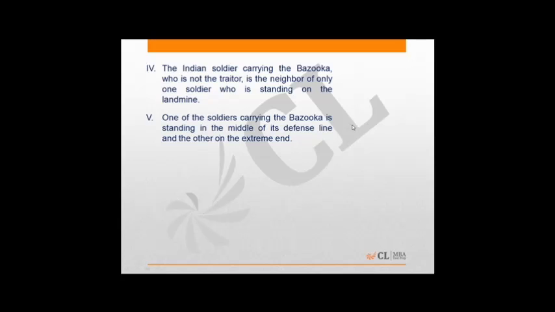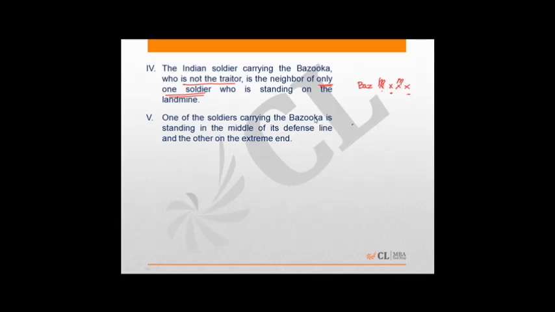Next statement says the Indian soldier carrying the bazooka, who is not the traitor, he is not the traitor, is the neighbor of only one soldier who is standing on the landmine. So that means the Indian soldier carrying the bazooka is at the extreme end. So let's say he is on the leftmost end and he is standing next to the soldier who is standing on the landmine. So the other soldier has to be over here. Okay. And he is not the traitor, so traitor can be either this person or the other person.